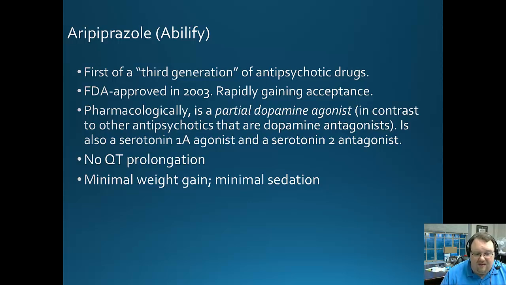In fact, it is a dopamine agonist. But the catch here is it's a partial dopamine agonist. So if you remember, with partial agonists, it can have an antagonistic effect because although it has the same effect as dopamine, it doesn't have as strong of an effect. So overall, it reduces the effect of dopamine. So with this, since it's not blocking it, you don't have the QT prolongation, you don't see the weight gain, you don't have the extrapyramidal side effects.